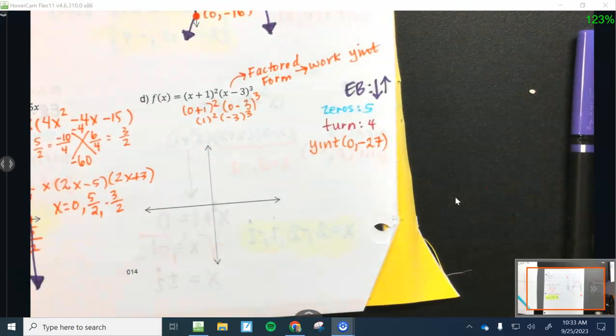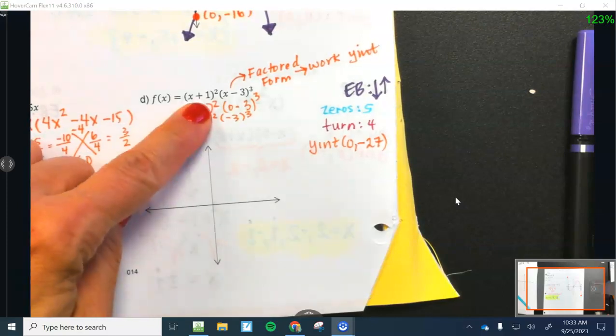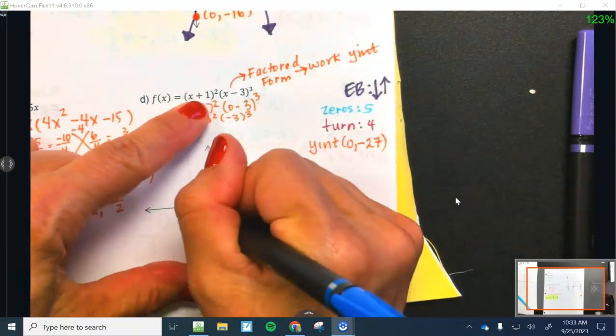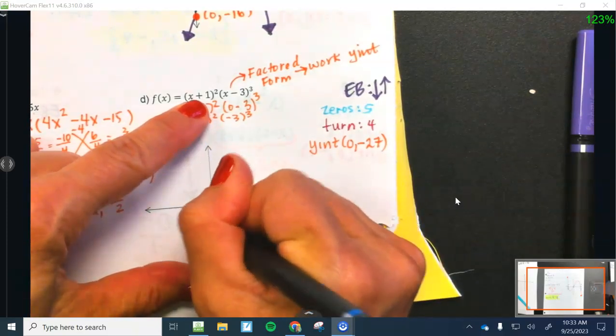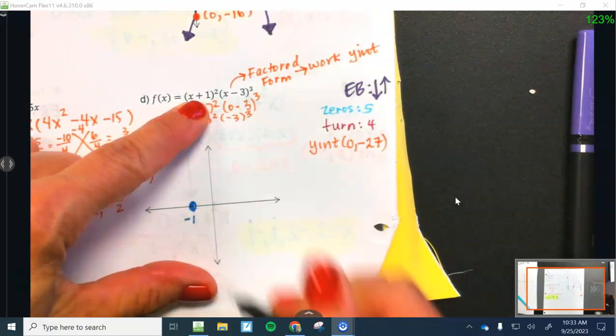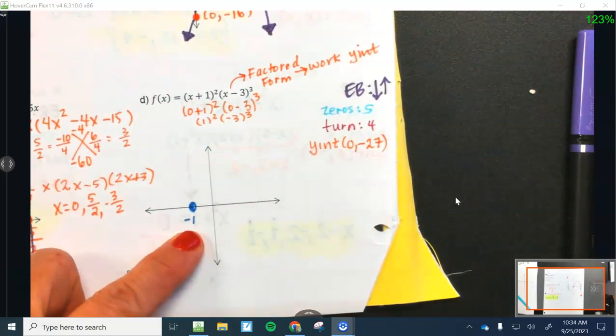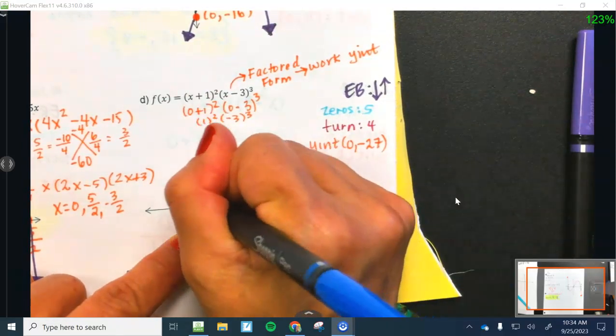All right, the good news is we don't have to work it out because it's already in factored form. So let's just plot the dots. That's x plus 1, so I'm going to write a minus 1. Y'all, what kind of behavior is that at minus 1? S, T, or C? Tangent. Let's write a T.